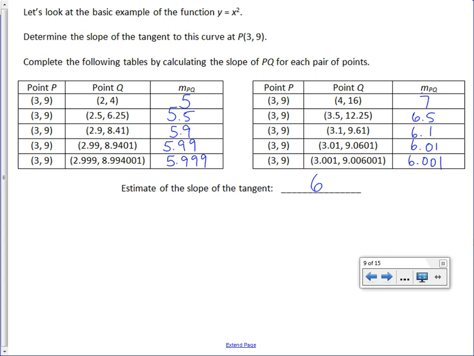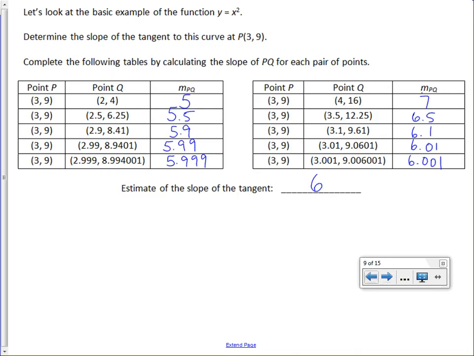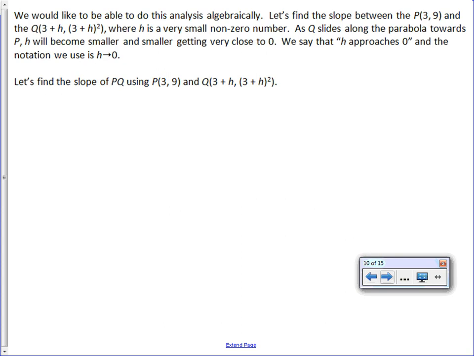Now, that's great. Do we want to do tables all the time? No. So we're now going to look at an algebraic strategy. Okay? So the idea here is instead of having the second point Q just being this number that's a little bit farther away from 3, we're going to let the second point Q look like this. So point P is still 3, 9, but now point Q isn't a set coordinate, it's a variable coordinate, kind of like what I did in the Desmos example.